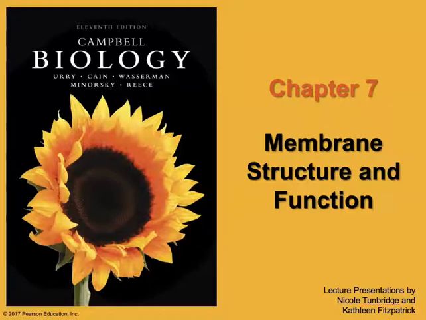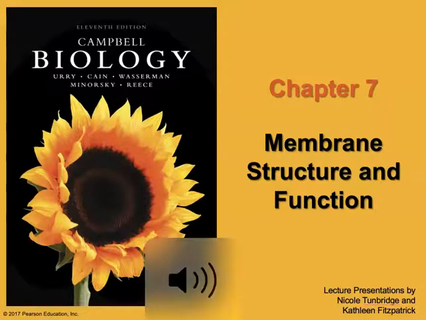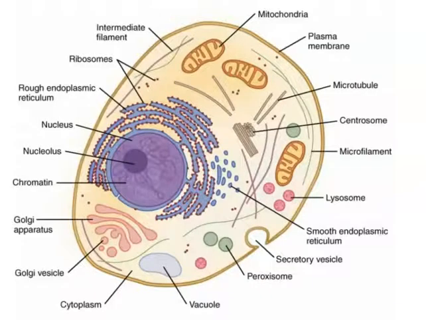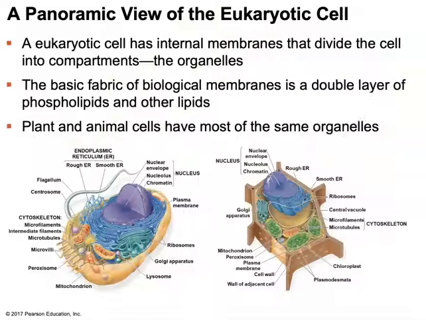Chapter 7, Membrane Structure and Function. In the last chapter, you were taken through a tour of the cell where you were introduced to the organelles and the network of cytoskeleton components that gives organization and structure to the cell. Knowing the organelles allows you to distinguish between prokaryotes and eukaryotes and will help in future physiology courses.